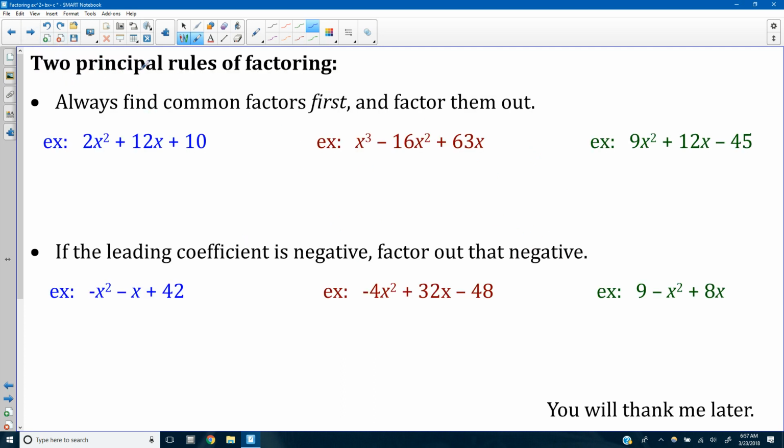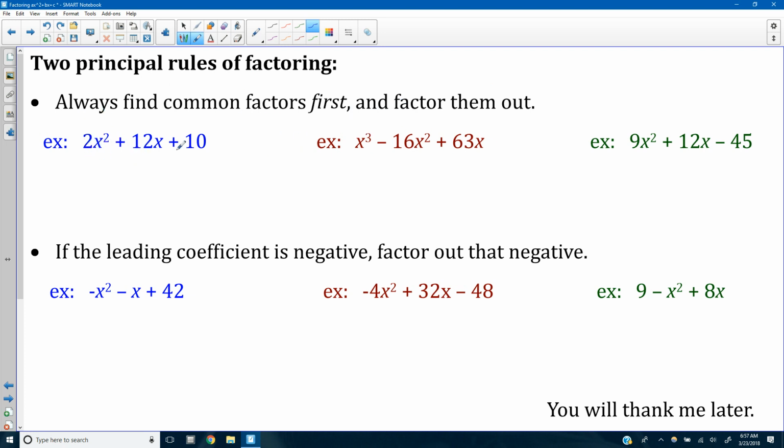So before we begin, let's talk about two principal rules of factoring. This is for everybody involved. Anytime that you factor, no matter how old or young you are, how experienced or whatever else. Rule number 1, this is a golden rule. When factoring, always find your common factors first. Make sure you factor those things out. And I'm talking about greatest common factors. Let's take a look at these 3 examples. I'll show you what I mean.